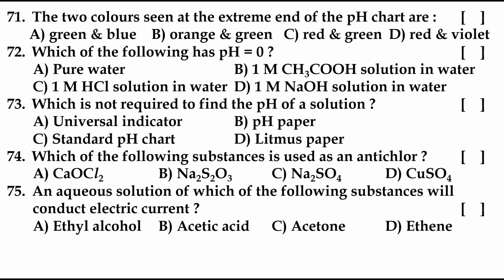71. The two colors seen at the extreme ends of the pH chart are A. Green and blue. B. Orange and green. C. Red and green. D. Red and violet. Answer is option D. Red and violet.